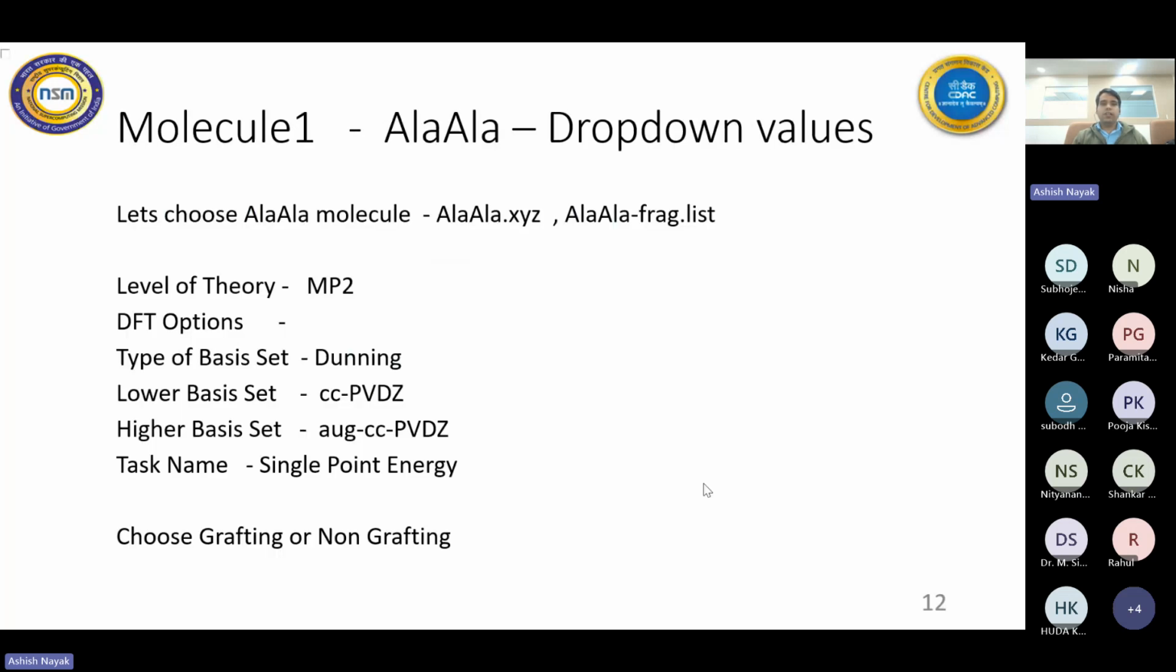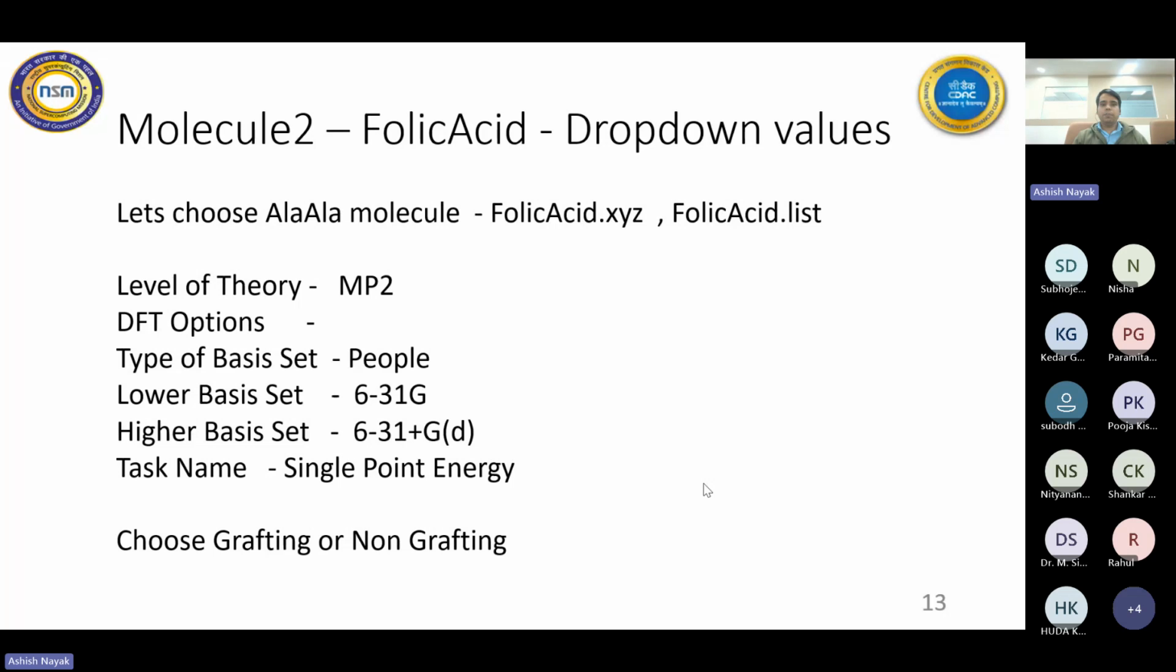So here are the molecule 1 files, the ALA molecule. These are the options you have to fill in when you are choosing this. In the ALA molecule, you can choose MP2 theory. In the basis set, for lower basis set, you can choose cc-pVDZ, and for higher basis set, you can choose these options. And then you can choose grafting or non-grafting. For molecule 2, you will choose MP2 theory and 6-31G, and task name as single point energy, and grafting or non-grafting. Same thing for this.